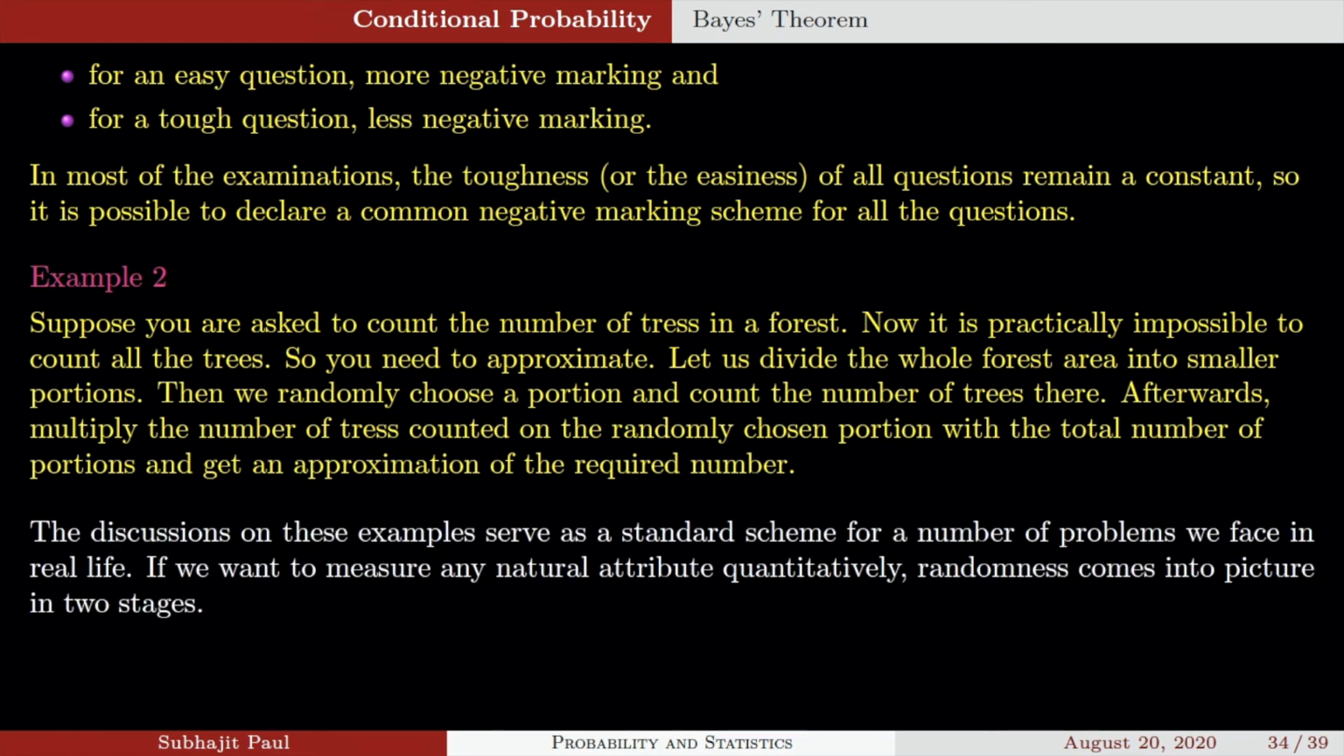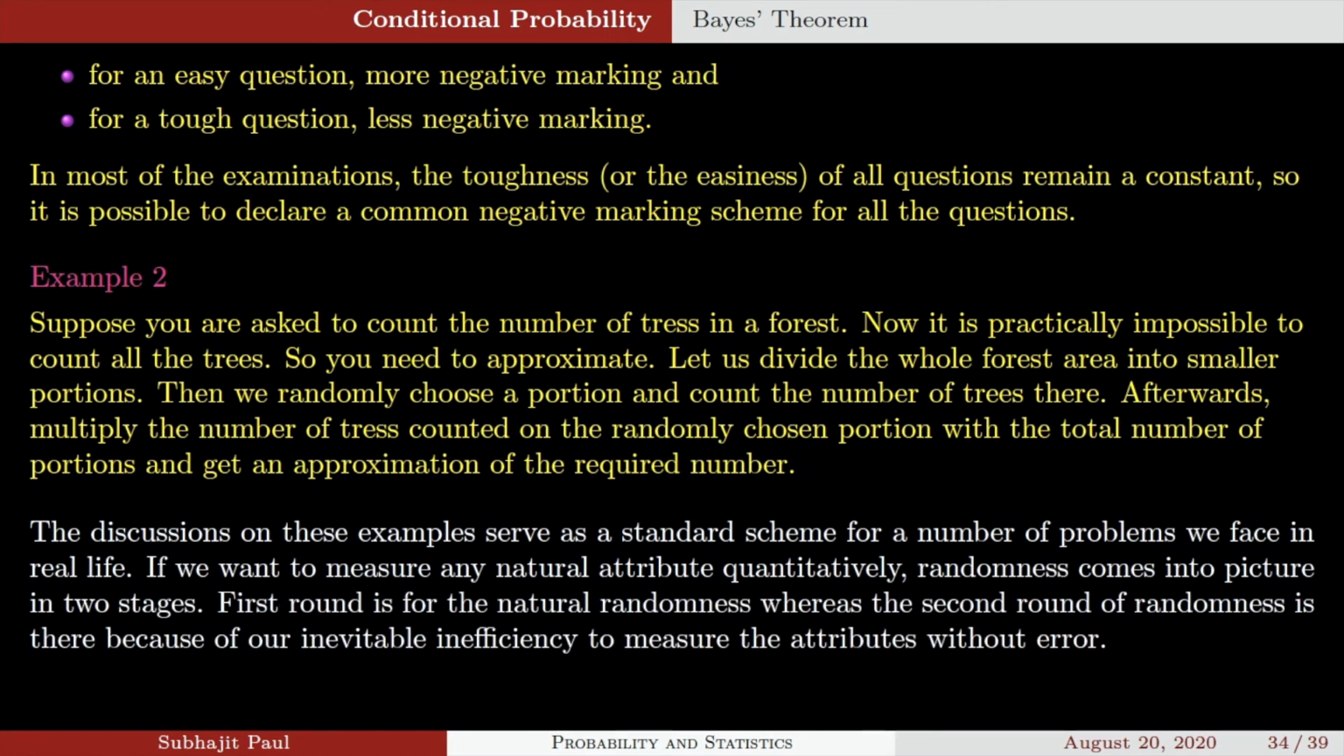Concentrate here once again. Here the discussion starts. These two are the examples. The discussions on these examples serve as a standard scheme for a number of problems we face in real life. If we want to measure any natural attribute quantitatively, randomness comes into picture in two stages.